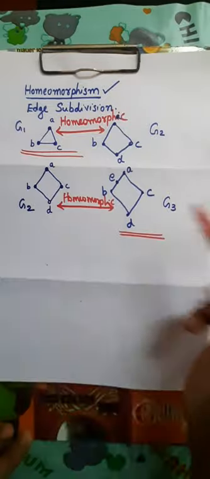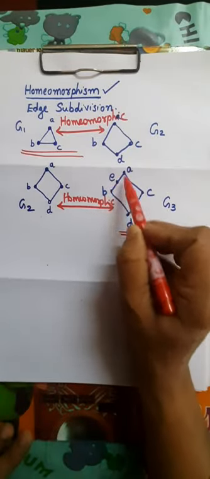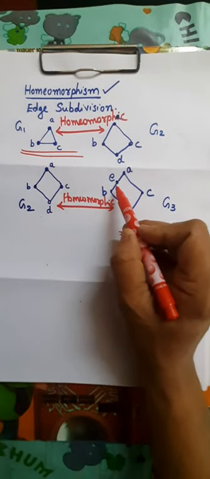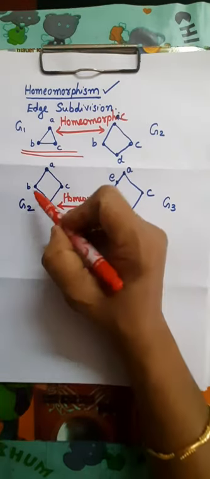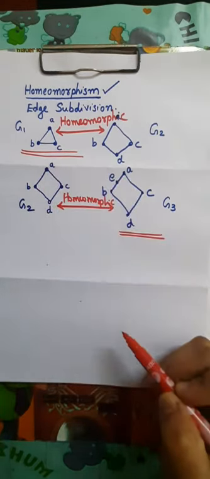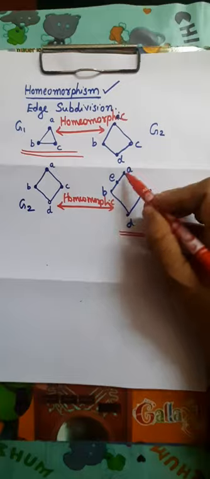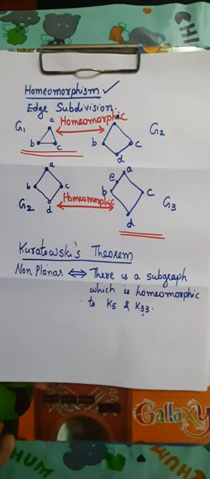And in reverse, there is a vertex of degree 2. Edge subdivision means inserting a vertex of degree 2 in between two vertices by deleting that edge. In the reverse process, if we delete the vertex E and join A and B, we get this graph. This is the meaning of homeomorphism.